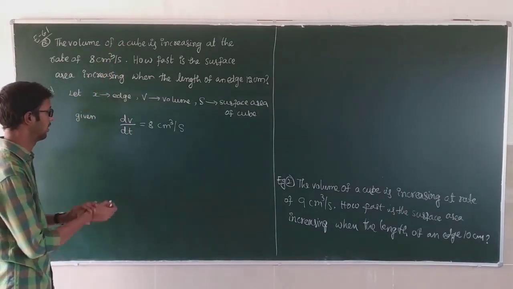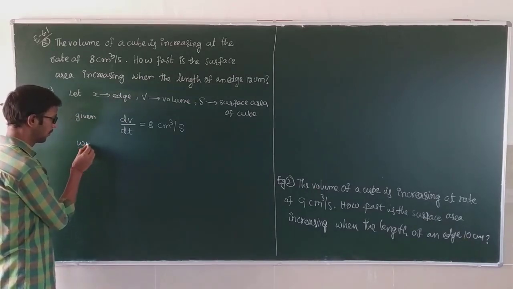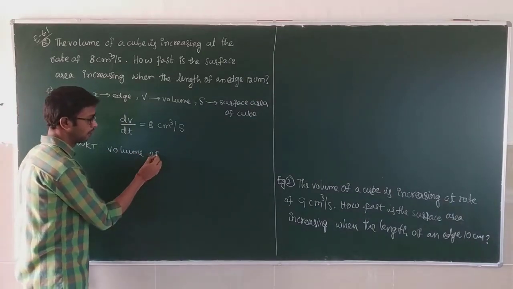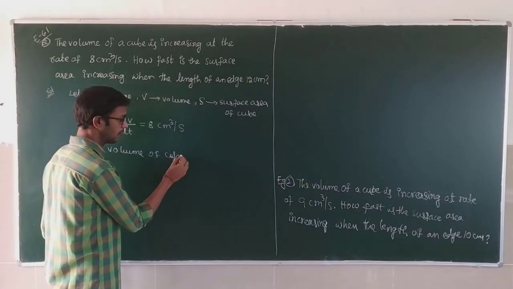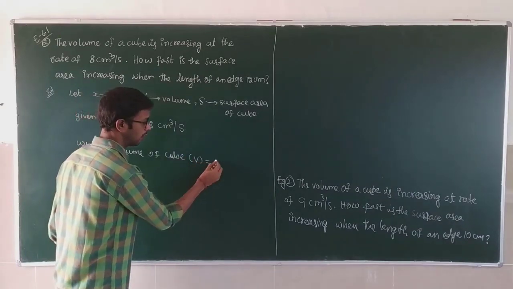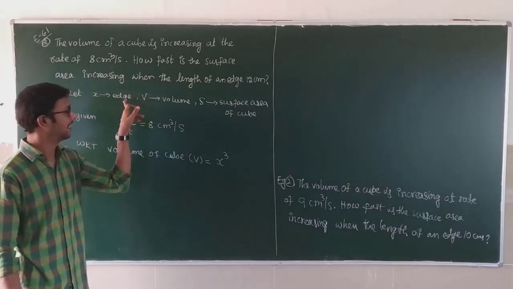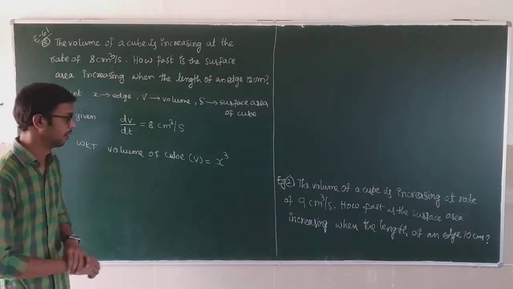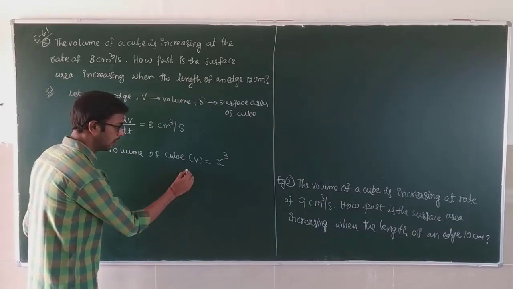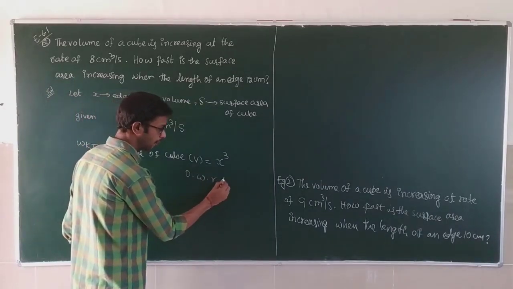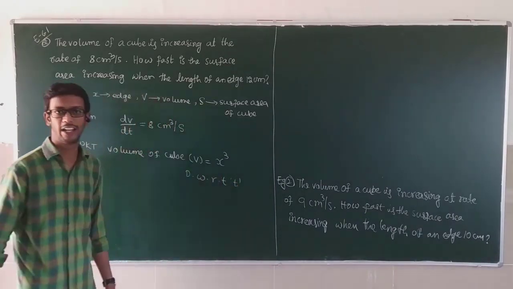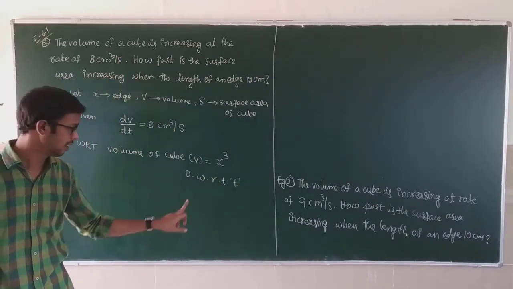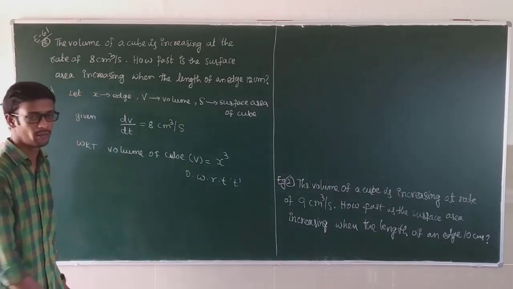Now we have to find the, we know that volume of cube V is equal to x cube. Side is edge is x. So x cube is the volume. So derivation with respect to t you make. Why? Because time per second it is changing. So with respect to time, derivation you make for this.